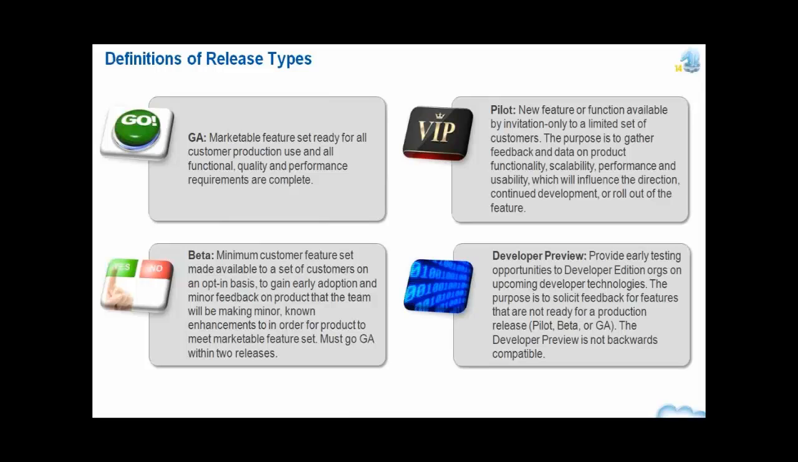You might hear throughout the presentation different release types. GA means it's generally available. Beta, it's a minimum customer feature set made available for customers on an opt-in basis. Pilot, if you hear about a pilot, your channel of getting involved in a pilot is your account executive. And also developer preview. And this provides early testing in Developer Edition orgs so that we can get more feedback about a feature being considered. So you might hear about different release types.